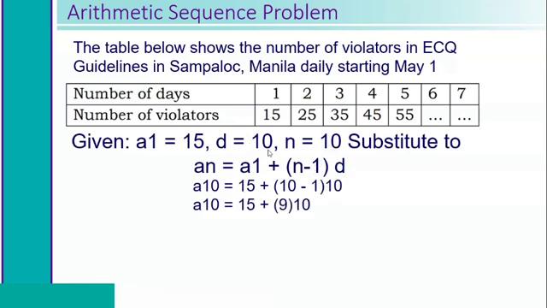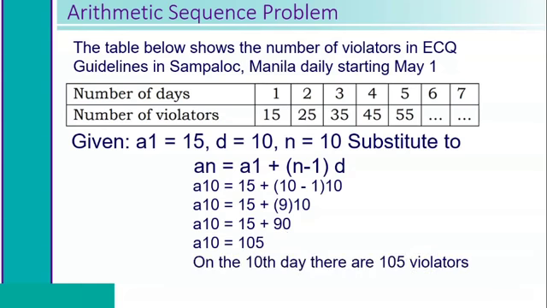So we will just simplify. That is now 10 minus 1, that is 9. And if we multiply 9 by 10, that will be 90. So it will now lead us to a10 is equal to the sum of 15 and 90. So 15 plus 90 is equal to 105. So on the 10th day, there are 105 violators.